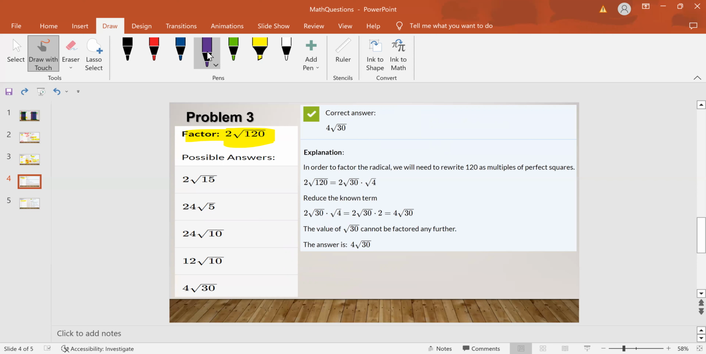So what we'll do here is to again break it down. This is square root of 120. The first thing to do, you take 120, right?